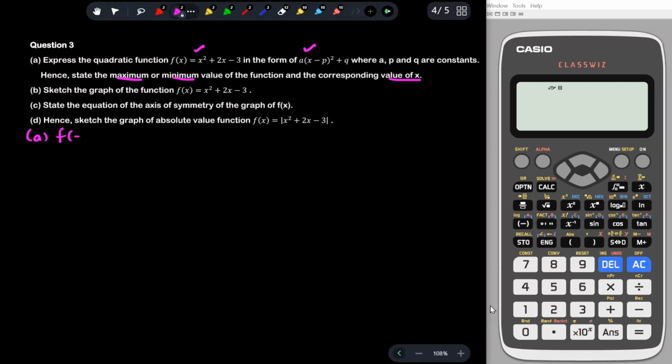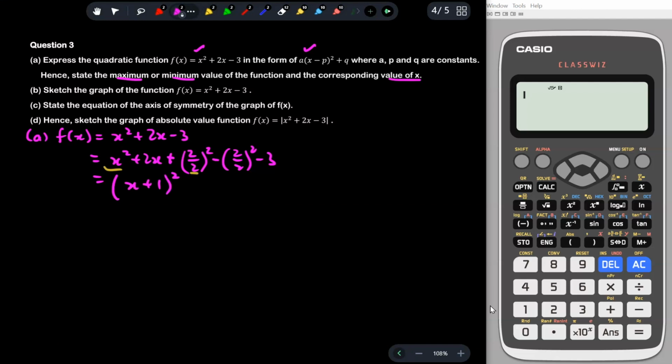So f(x) equals x squared plus 2x minus 3. We write back the first two terms, x squared plus 2x, and then we plus (b over 2) whole squared, then we minus (b over 2) whole squared, and then we bring down the negative 3. So we take the first term and the third one and put them inside the round bracket. So (x plus 1) whole squared, and then this is minus 1 squared, which is 1, then minus 3. So it equals (x plus 1) whole squared minus 4.